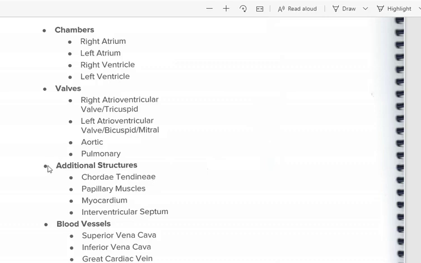The extra or other structures, they want you to know about the septum that divides the left and right side. They want you to know that the majority of the heart is myocardium.